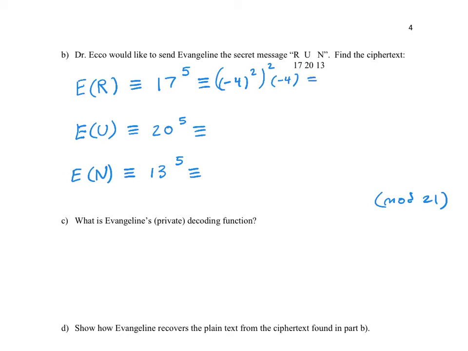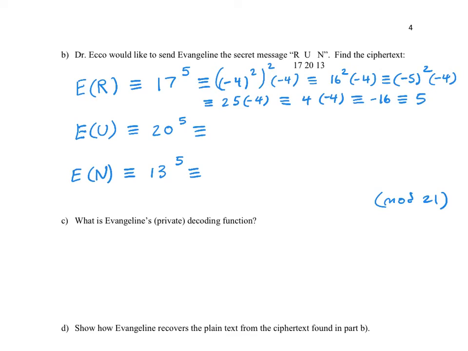So minus 4 times minus 4 is 16. So we have 16 squared multiplied by minus 4. Now 16 in mod 21 is the same as minus 5. So we get minus 5 squared. And minus 5 is the same as 25. So 25 multiplied by minus 4. And 25 is the same as 4 in mod 21. So finally we get minus 4 times minus 5 for minus 16, or 5. So we get 5 as a result for R.